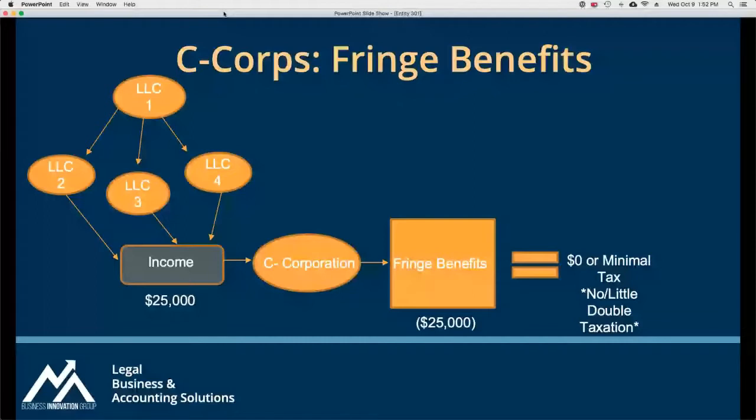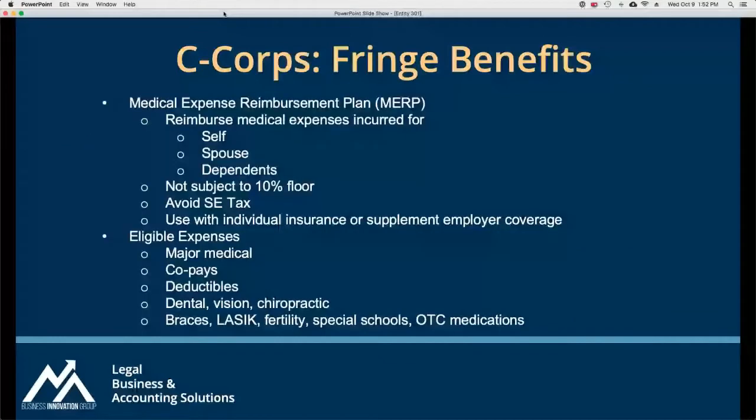Okay. So, when we're talking about fringe benefits, what might we consider? I mean, providing health insurance is a great one. The other one would be a medical expense reimbursement plan. They call these MERPs. With this plan, what we're looking at doing is reimbursing medical expenses that you, your spouse, or your dependents incur during the year. The advantage is that you're not subject to the 10% floor like you would be on Schedule A.